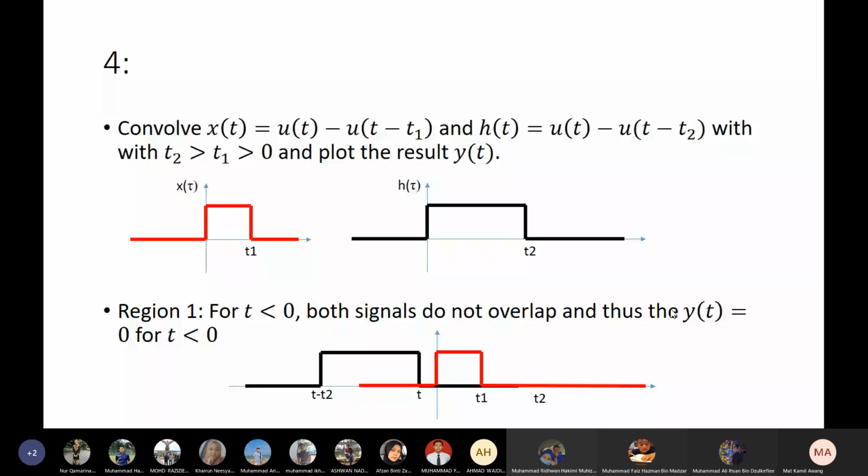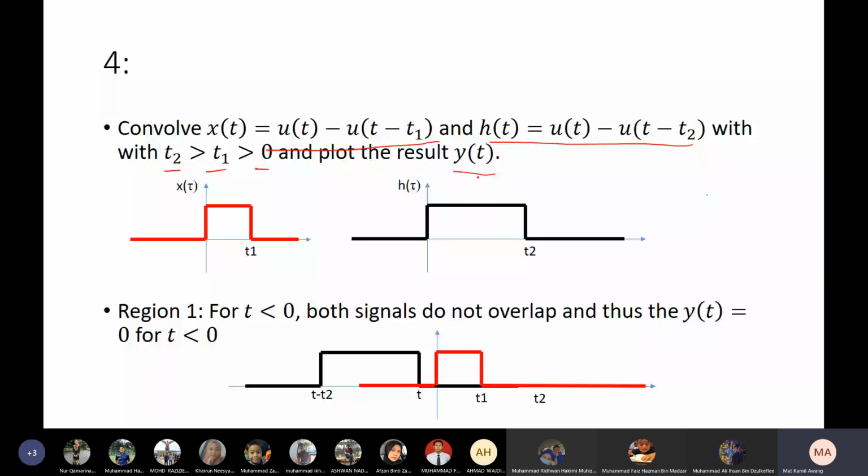So basically you have this one function and this another function. We assume that t2 is greater than t1 and is positive. Right? This is an assumption that you can make. You can also make the assumption that t1 is greater than t2. It doesn't matter. But for this solution, I make the assumption that t2 is greater than t1 and greater than 0. And you need to plot the y of t.